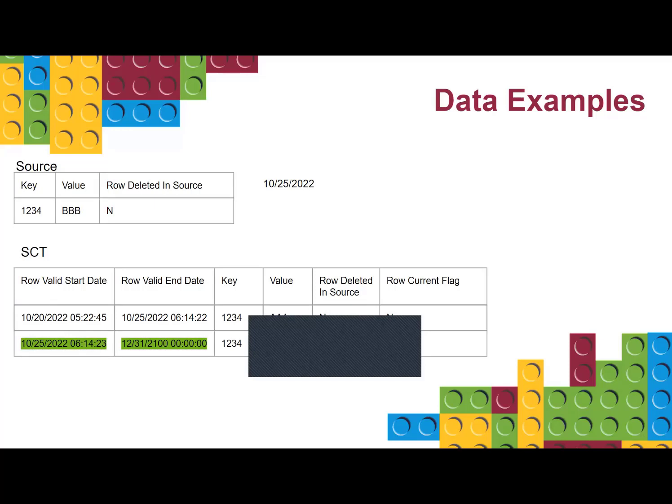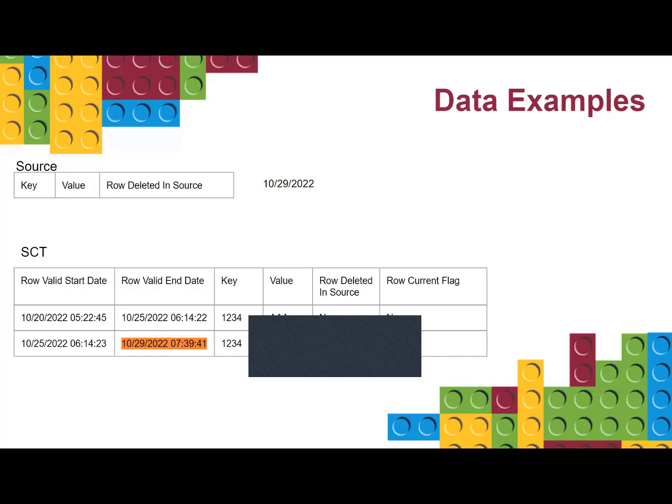We'll show that in the update, but if you can see here, it's 10:25 at 6:14:22. And then the next one is, so it's always the start of the job minus a second so that there's no overlap between the rows. So on the 29th, the row disappeared from the source, which we see often. So now what will happen is that your current row is going to be marked as row deleted in source. And the end date is changed to, again, the start or the time that your job ran.